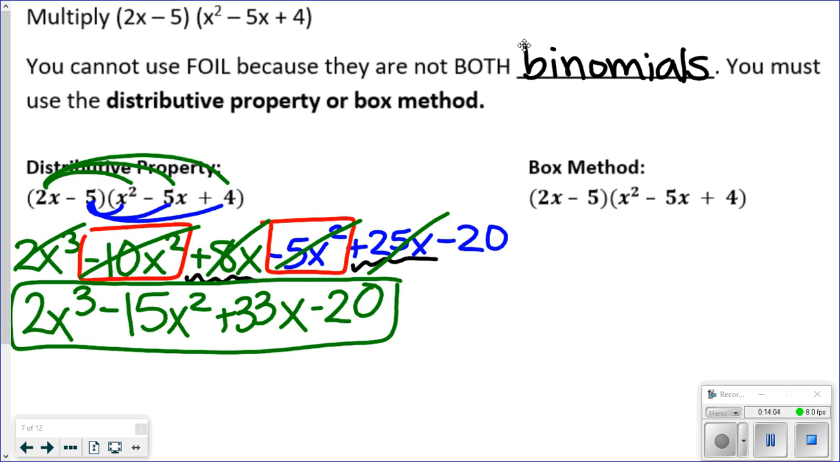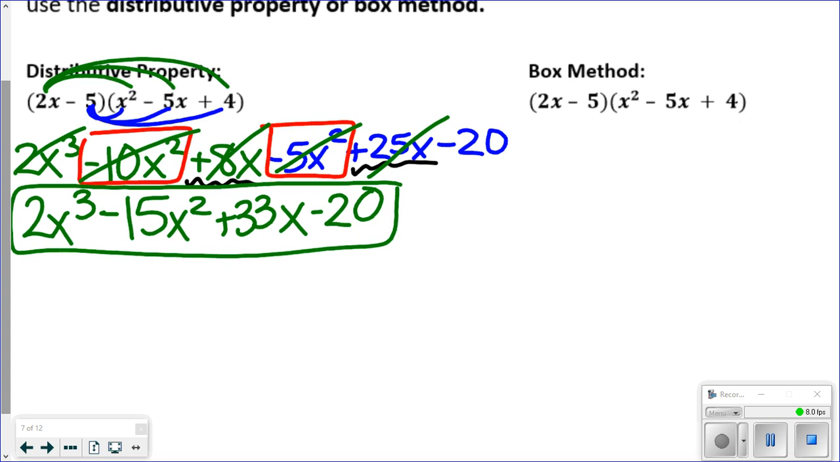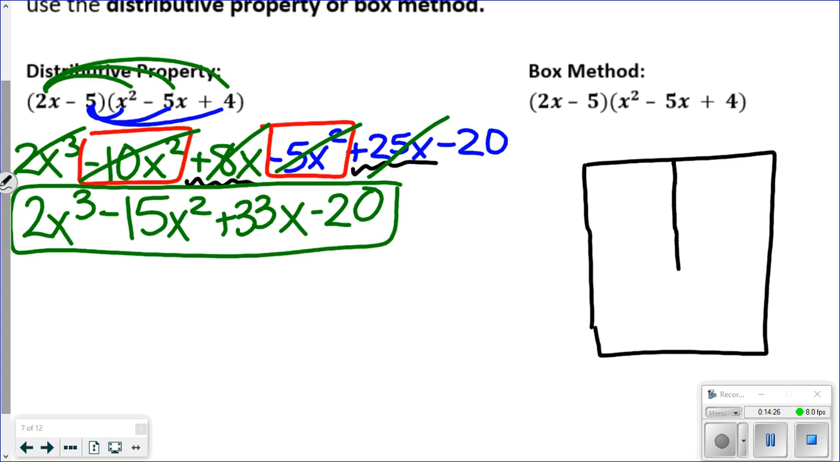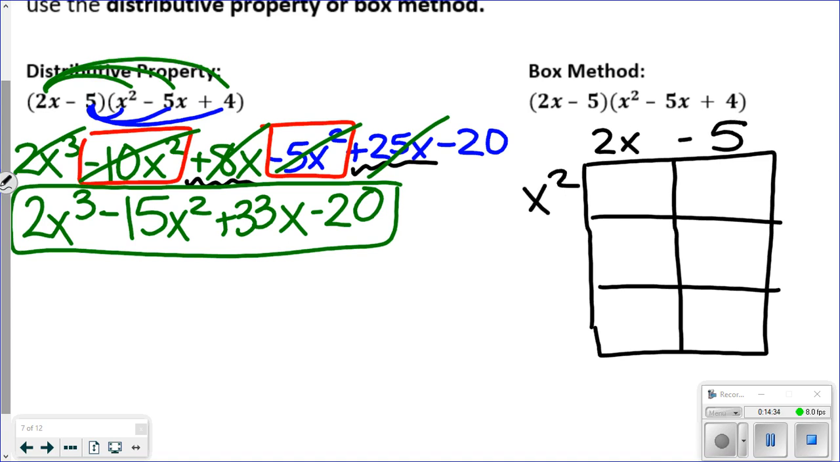And then I want you to try the box method on your own, so go ahead and pause and take the time to do that. You could have drawn yours horizontally and done a 2 by 3 instead of a 3 by 2. Either way, we should still all get the same answer.